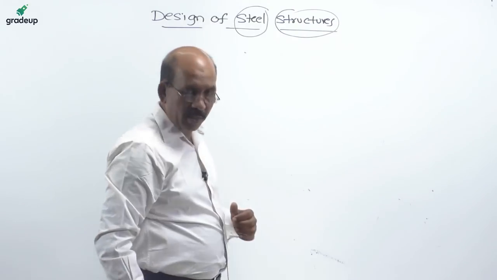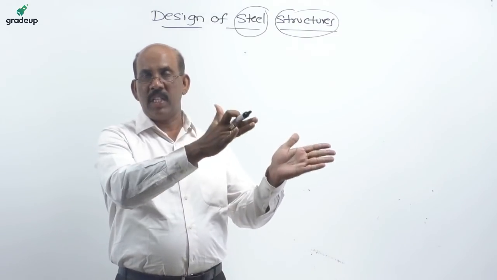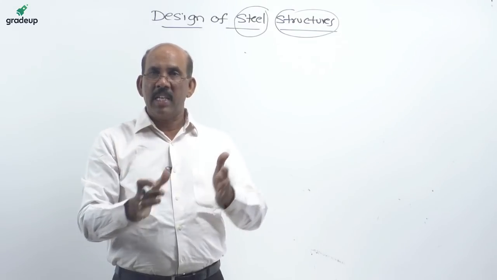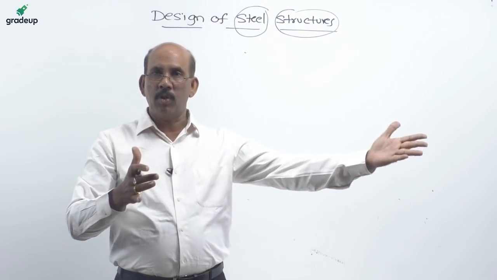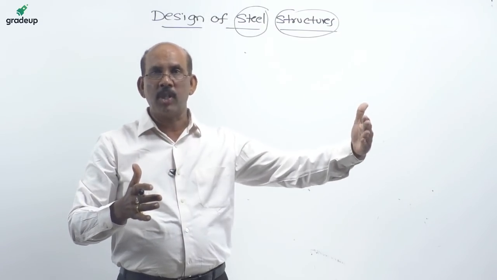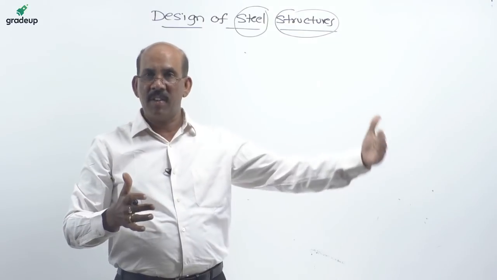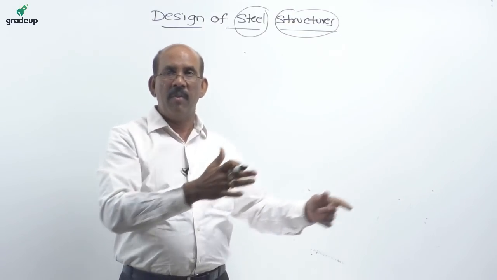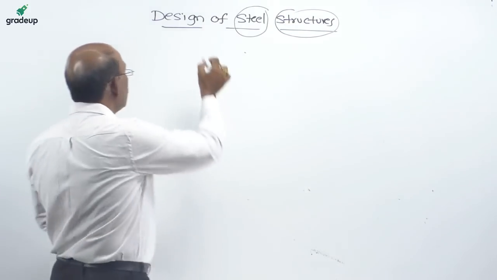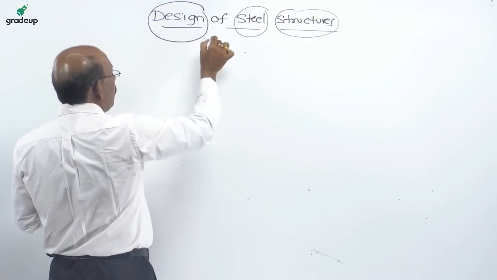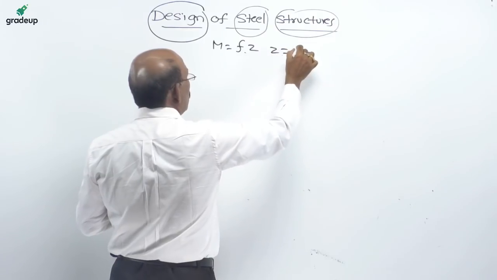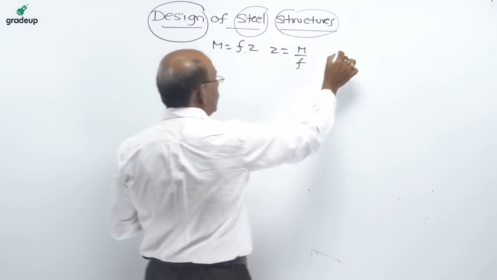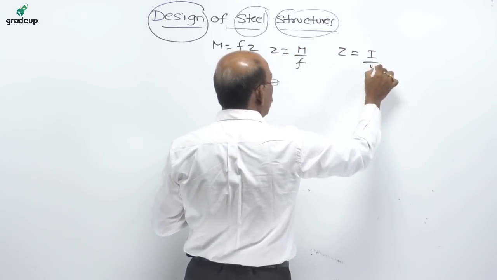the main difference with reference to the design of steel and RCC structure here: in case of steel we calculate the value of B and D and we check whether the structure is going to be safe against shear or deflection, some checks are to be done. Whereas the design here means M is equal to Fz, so Z is equal to M by F, or Z is equal to I by Y.